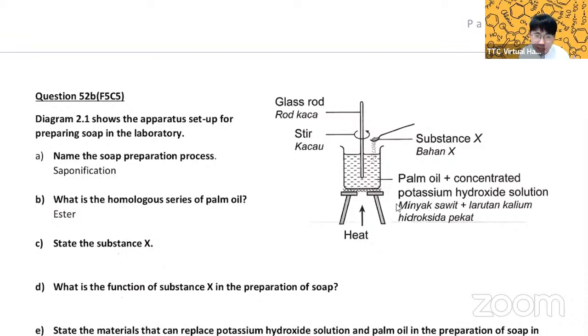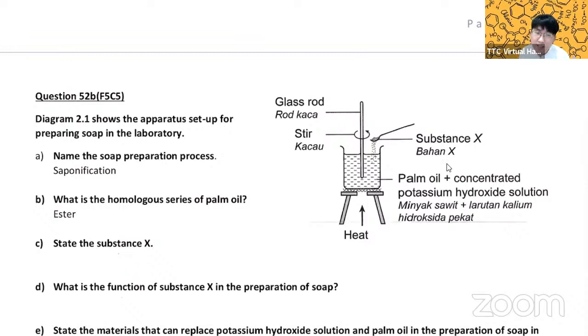Okay, state the substance X. When you do palm oil plus potassium hydroxide, you can produce soap. But what is X? X is something that you guys always forget. Because when you produce soap, soap is a soluble salt. Since it's a soluble salt, when you produce soap, it will be in liquid form. But if your teacher wants your soap in solid form, what should I do? How do I collect a soap that is dissolved in water?